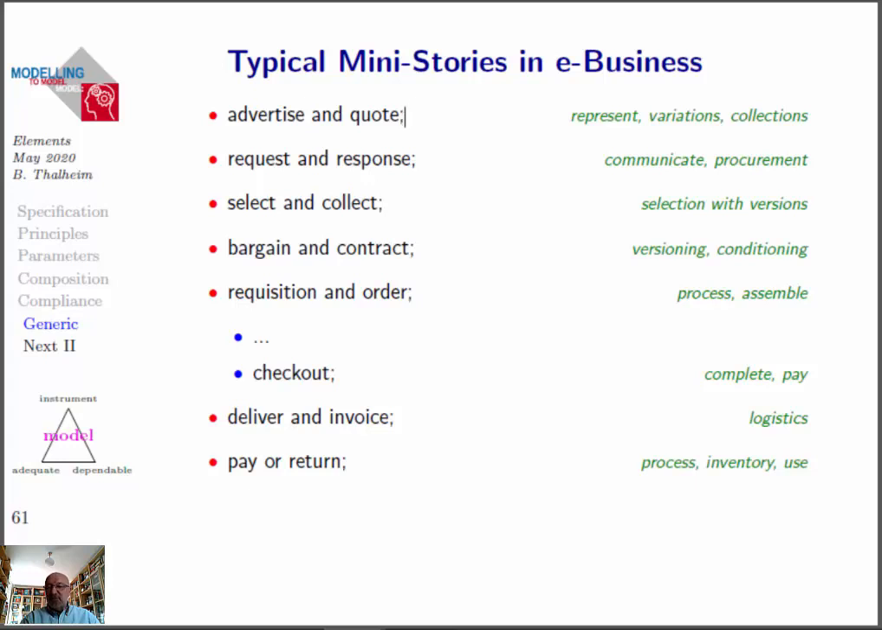Then we go for requesting a response. Later, the user selects and maybe collects whatever has been selected. Then we can go for bargaining, contracting, or for ordering the product, delivering and invoicing the product, and finally to pay. And in the problematic case, maybe also to return the product. That means in this case, we have a number of typical generic workflows that can be directly represented as a specification of the mini stories we use in e-business.